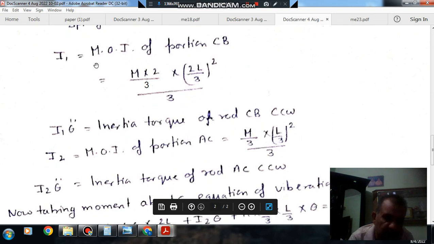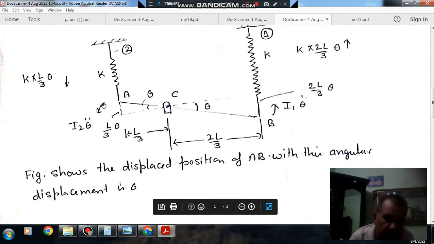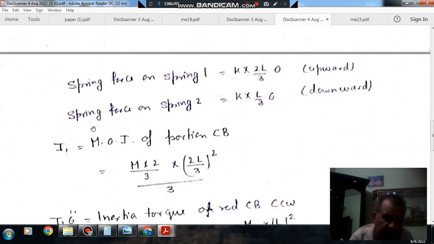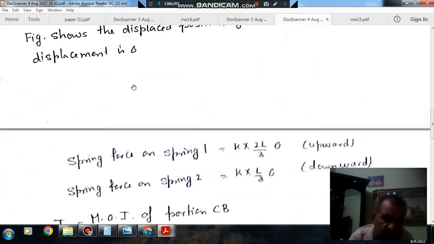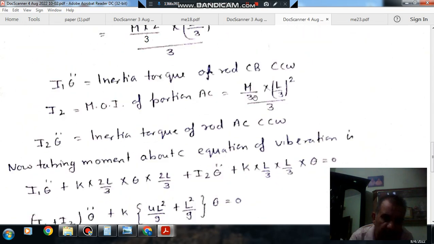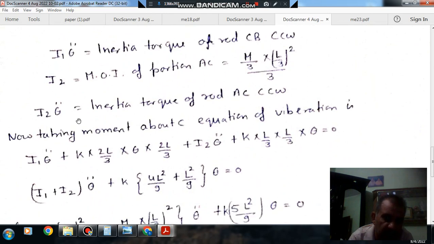So this is the moment of inertia of rod CB. Similarly for I2, the inertia torque will be I2 theta double dot. In a similar way, the mass of this portion will be m by 3 and the length is L by 3. So I2 will be m by 3 into L by 3 squared, divided by 3. I2 theta double dot is the inertia torque of the rod acting in counterclockwise direction.